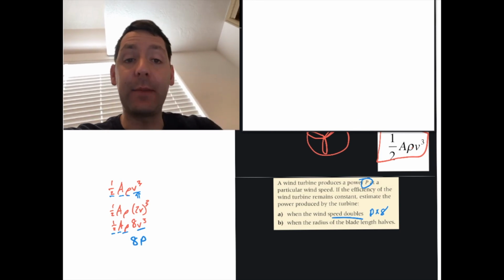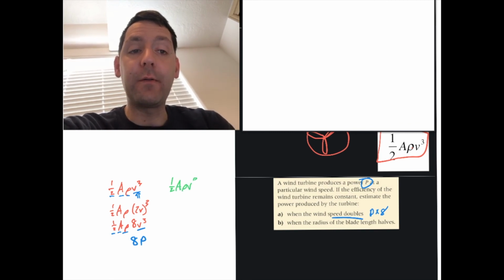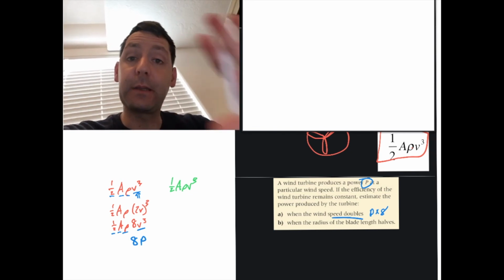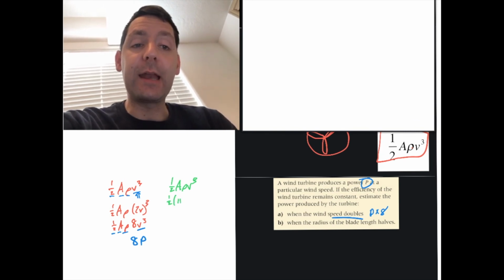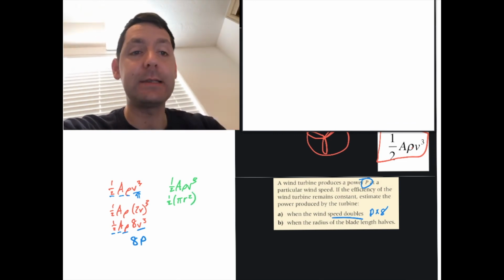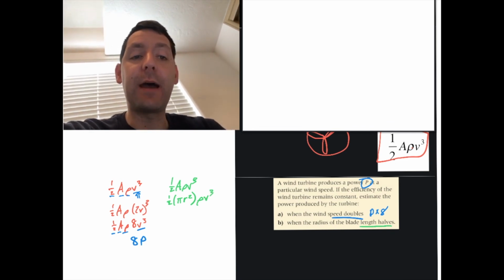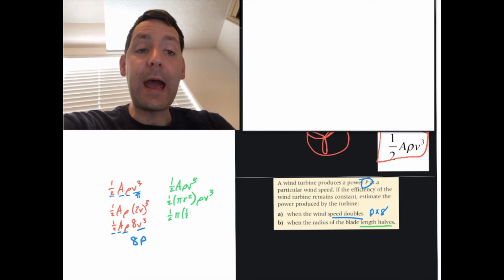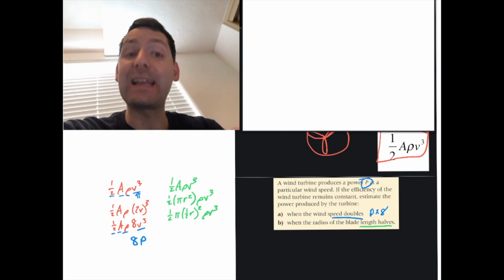Okay, well, that's going to come in to this part right here. Again, we're going to start with 1/2 A rho v cubed. The A, remember, is the area that the windmill covers. Okay, that circular area covered by the blades. So I'm going to change that into 1/2, and I talked about this in the previous part, pi r squared, because r is the length of one of those blades, and then rho v cubed, and then we're going to half the length of that blade. So this is going to become 1/2 pi (1/2 r) squared rho v cubed. So I'm halving that r for this second situation.